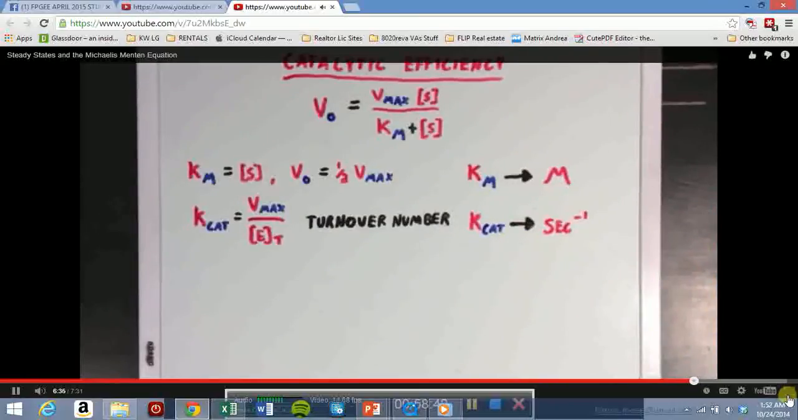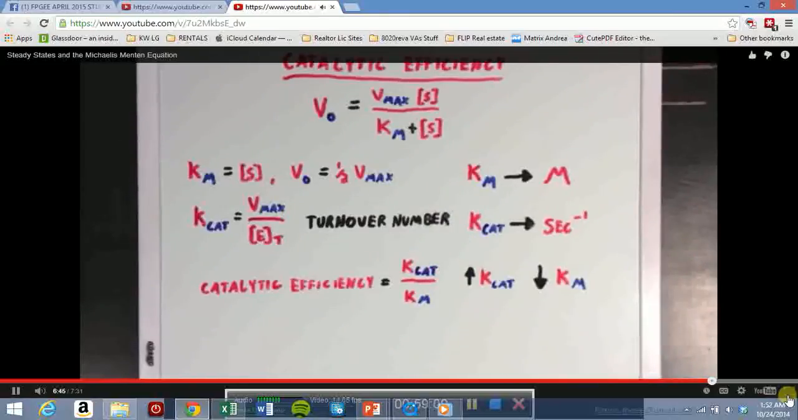So we can define an enzyme's catalytic efficiency as a combination of Km and Kcat. And we do this by saying it's equal to Kcat over Km. So a higher Kcat or a lower Km would result in an increase in an enzyme's catalytic efficiency. And every different enzyme has a different catalytic efficiency in certain conditions. And we can use this term to score enzymes on how good they are.